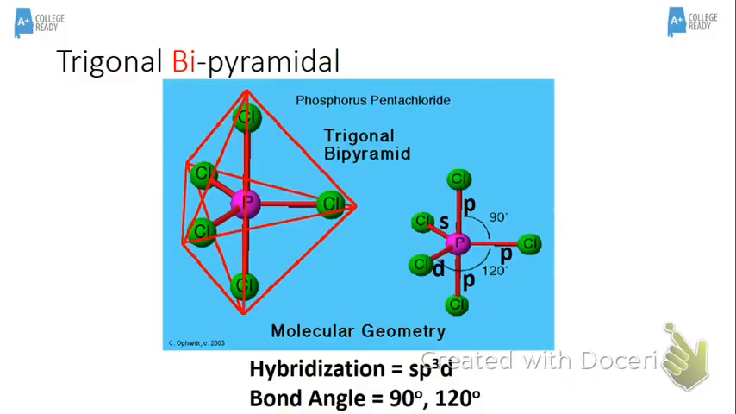Anything past tetrahedral, for the purposes of AP, you do not need to have memorized. However, it depends on what your teacher requires of you, which will really depend upon which one of these you actually need to know. But you need to know all the geometries up to tetrahedral, bond angles, and hybridization.